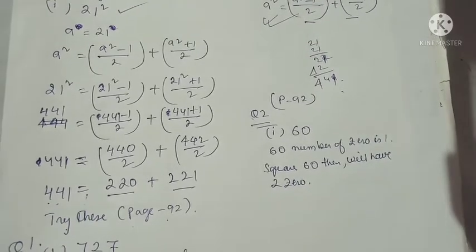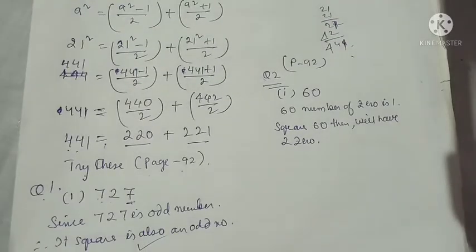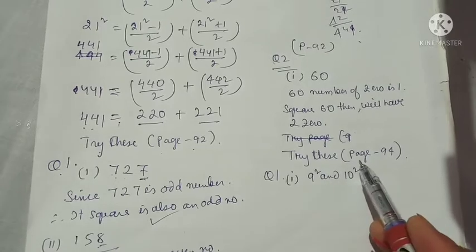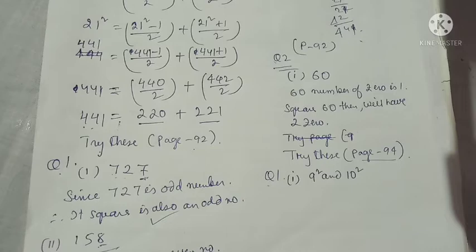Okay, so the next one is 400. How many zeros will come? 4 zeros. Understand? The next question is, try this, page number 94, question number 1. How many natural numbers lie between 9 square and 10 square?